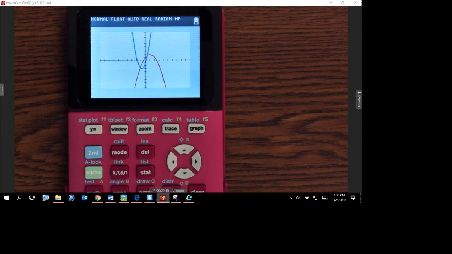Go back to y equals. You forgot your squared on negative x squared. That's why it doesn't look right.